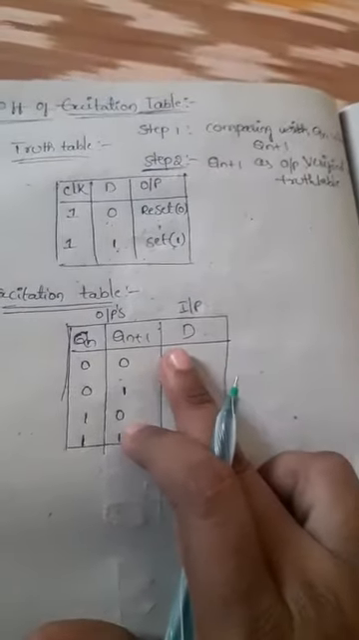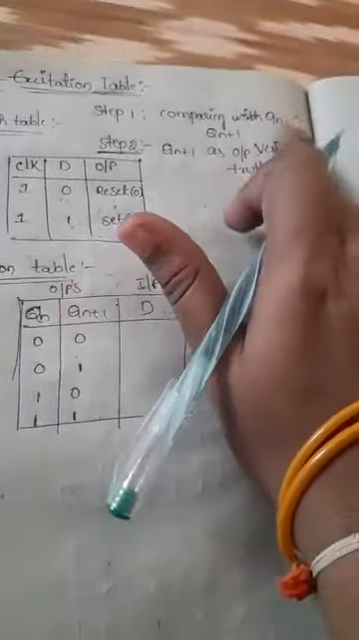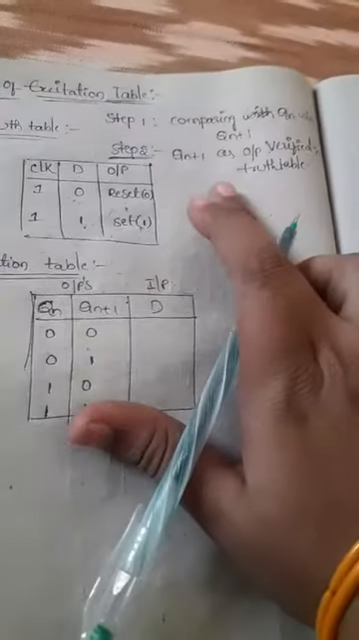But these 2 conditions are applicable whenever there are 2 inputs. Here we have a single input, so you follow only one procedure of these 2 steps, that is only the second step we have to consider. Comparing Qn with Qn plus 1 is not possible here, because the D flip-flop has only a single input, it doesn't have 2 conditions. It has only a single condition, either 0 or 1. So directly we can go with step 2.